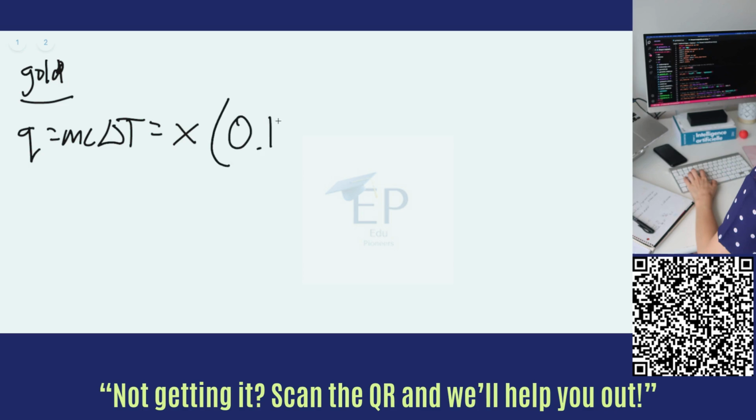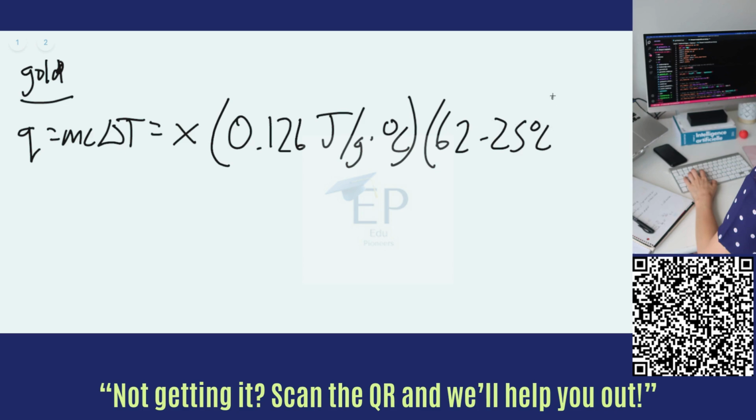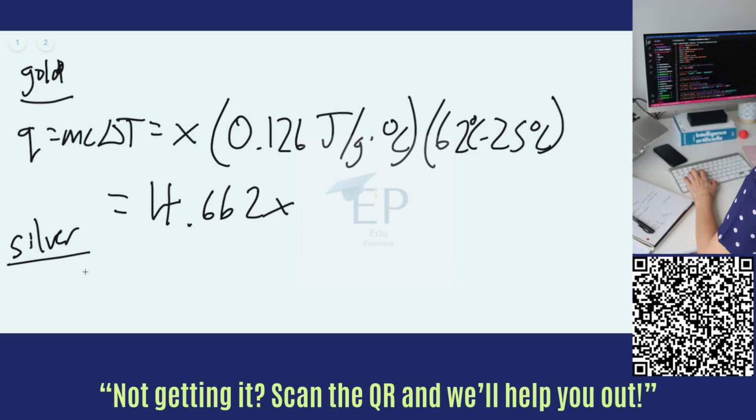The specific heat of gold is 0.126 joules per gram degrees Celsius. And then the delta T is 62 minus 25. Both are degrees Celsius. And that gives us 4.662x. So now we can do the same thing for silver.